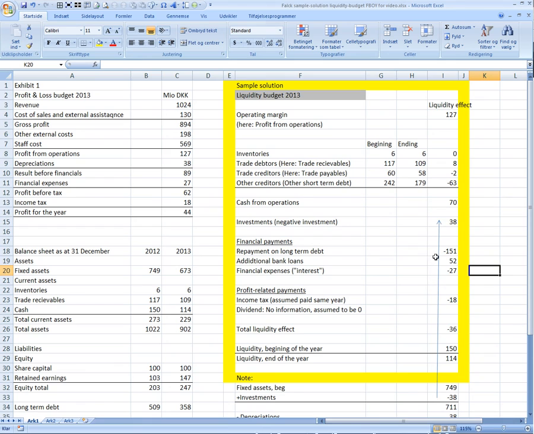They have the different financial payments here, with substantial repayment of long-term debt. Income tax, yes, no dividend. They have a negative effect on liquidity, so they lose a quarter of the liquidity they had at the beginning of the year, with 150 million. So that would be some of the comments.